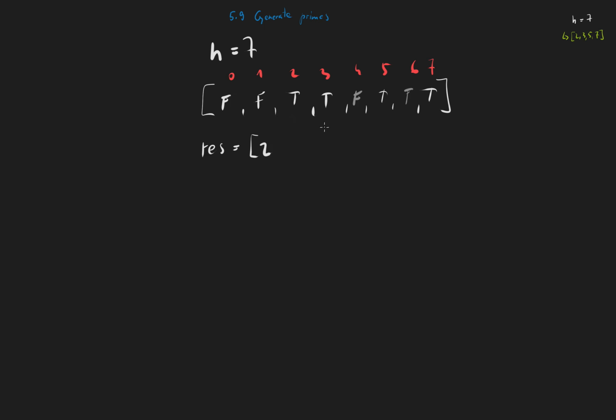We can move on. So we are at index 3. 3 is a truthy value, so we can append this 3 to our results variable, and we need to handle the next integers. So 3 times 2 is 6, and it's already false, right? Next, we're here, we see that 4 is false, so it's not prime. We can move on. 5, it's true, let's append 5, and so on until we get to the end, and we have our results, right?